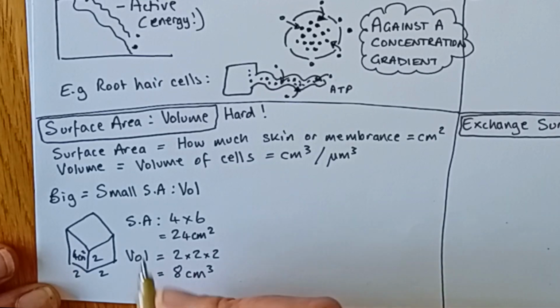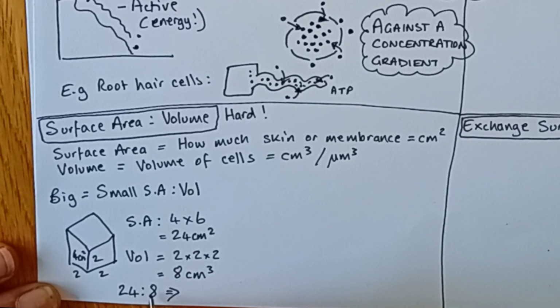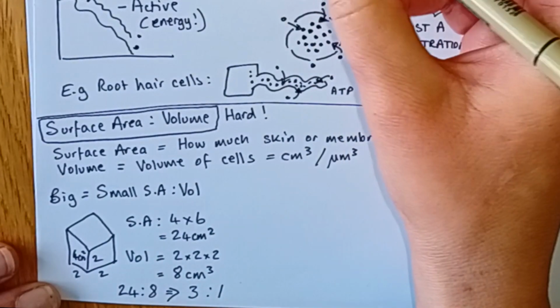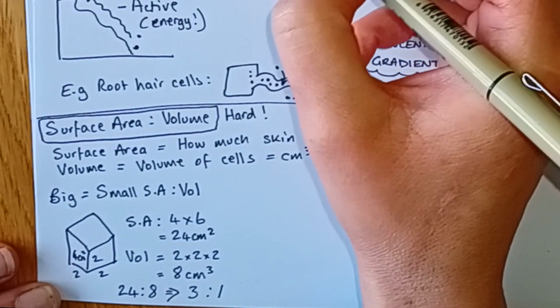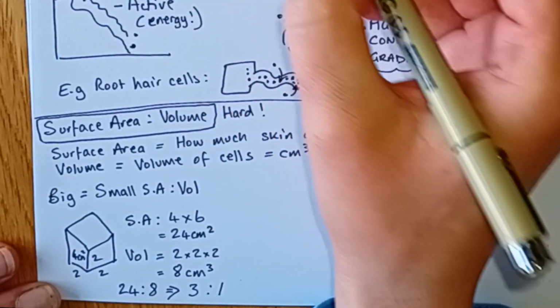Now, if we're going to write that as a surface area to volume ratio, then we're going to write it as 24 to 8. If we want to simplify that, we divide by the smallest number, 8, to make that side equal to 1. 8 divided by 8 is 1, 24 divided by 8 is 3. So it would have a surface area of 3 centimetres squared per centimetre cubed of cytoplasm. Now that's all fine, but it doesn't give us much skin or much membrane to get oxygen in. Remember, cells and organisms need to get oxygen in, and the more membrane we have, the more space we've got to get that oxygen in.